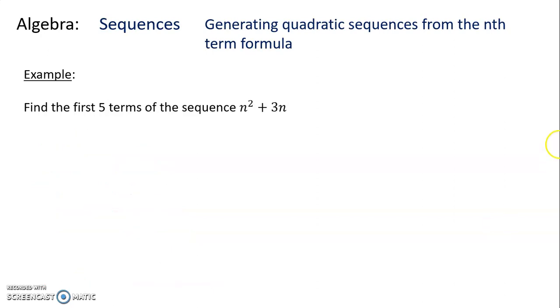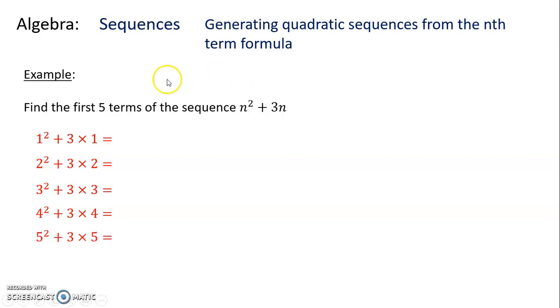Here's another example for you, slightly different now because we're not just adding 3, we're adding 3n. So I would like you to pause the video and have a go at doing this for yourself and then start it to check that you've done it correctly. Okay, so you should have 1 squared add 3 multiplied by 1, 2 squared add 3 multiplied by 2, 3 squared add 3 multiplied by 3, and so on.